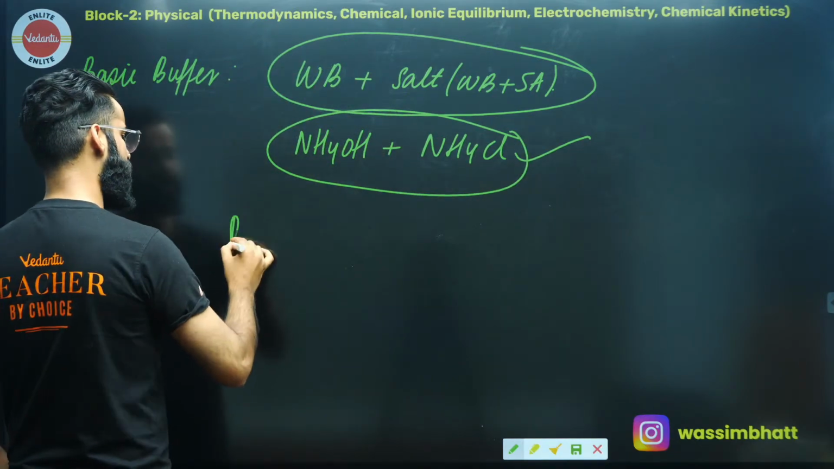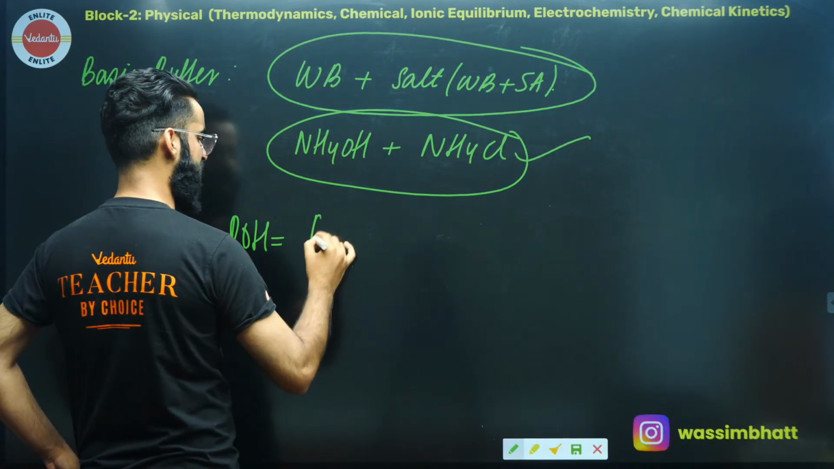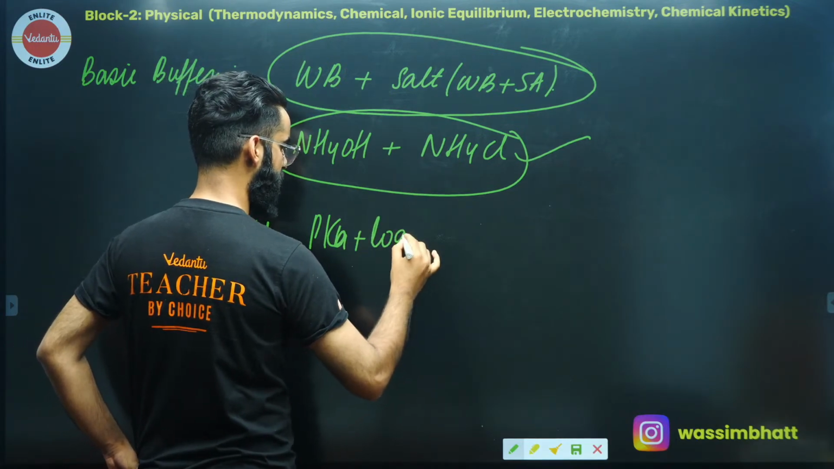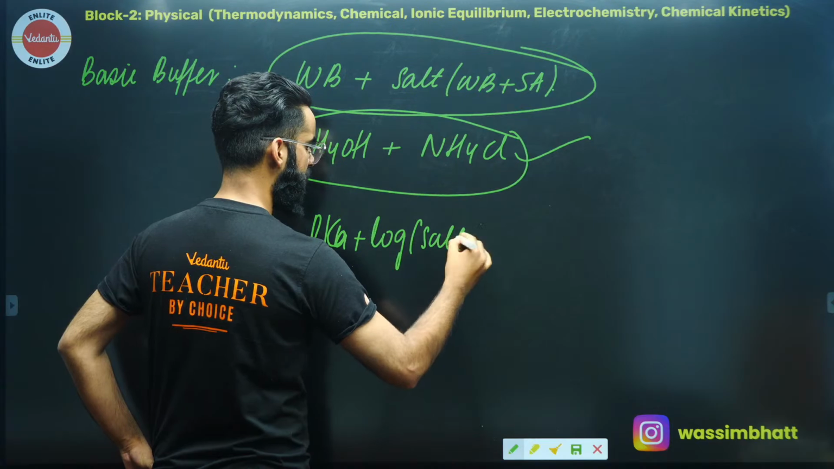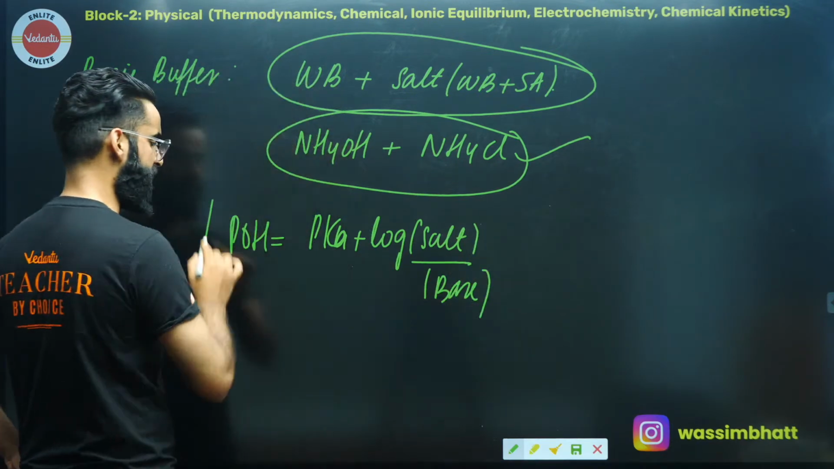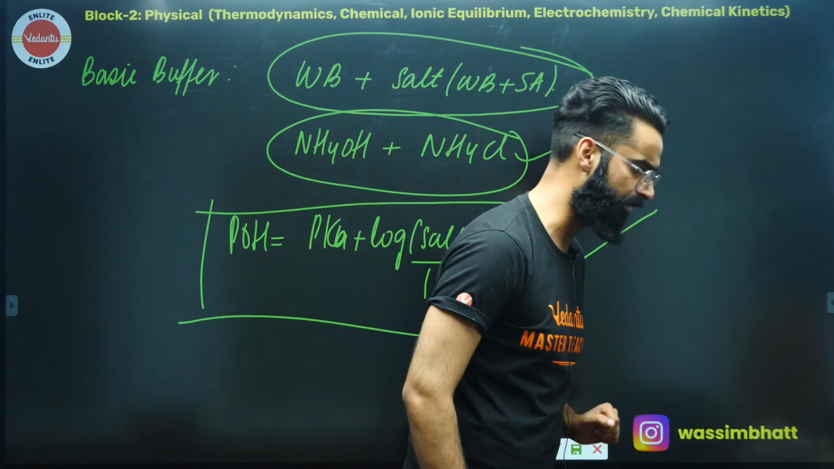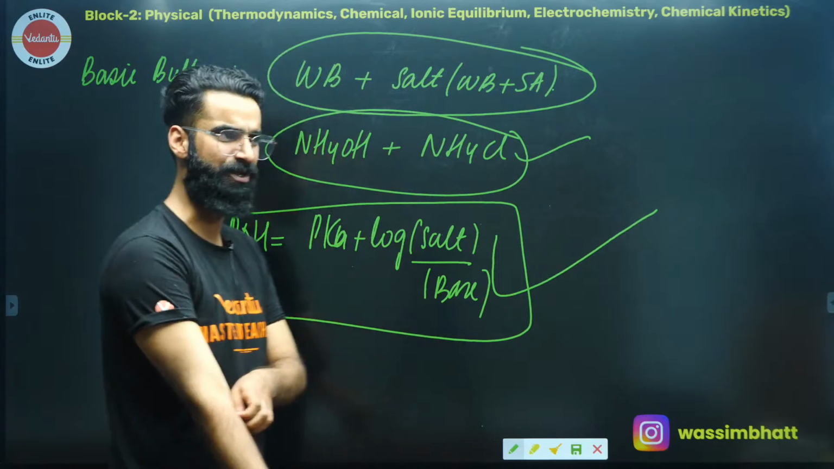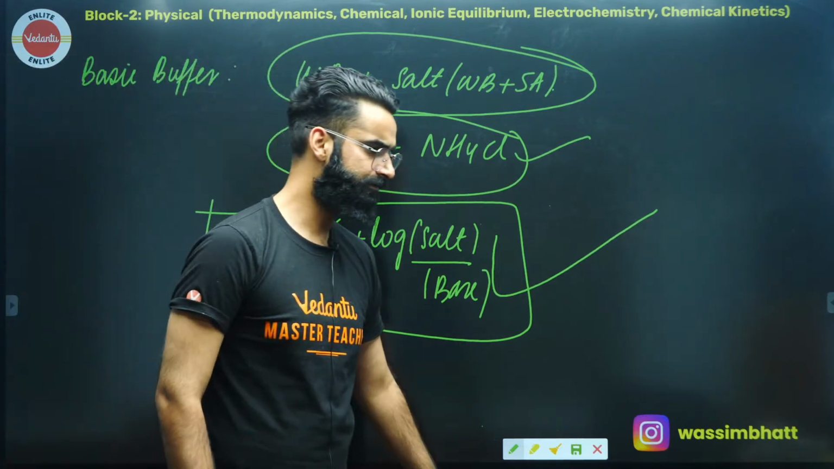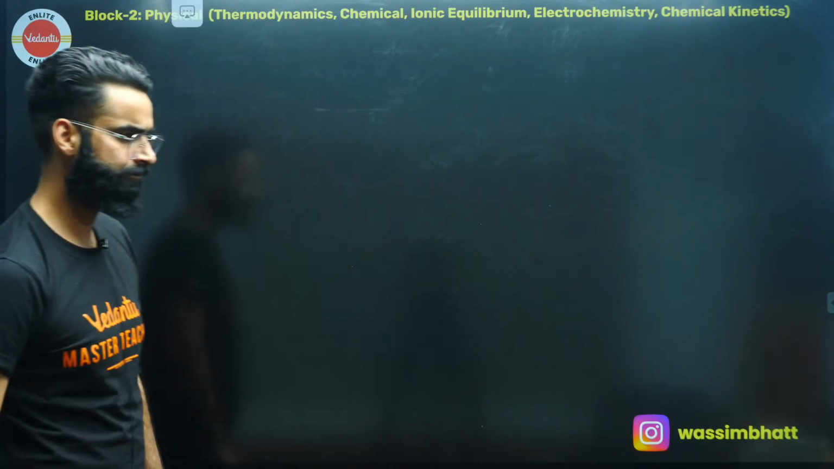For the basic buffer, you calculate pOH, and pOH is calculated by the formula pKb plus log of concentration of salt divided by concentration of base. So this is how you calculate pOH of the basic buffer, and once you get the pOH, you can use the formula pH plus pOH is equal to 14. From there you can calculate pH, right? Yes? Perfect.